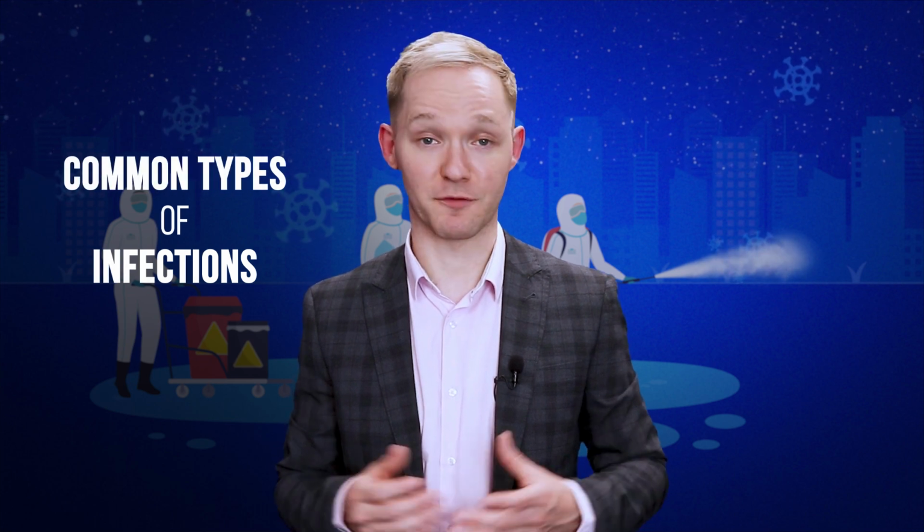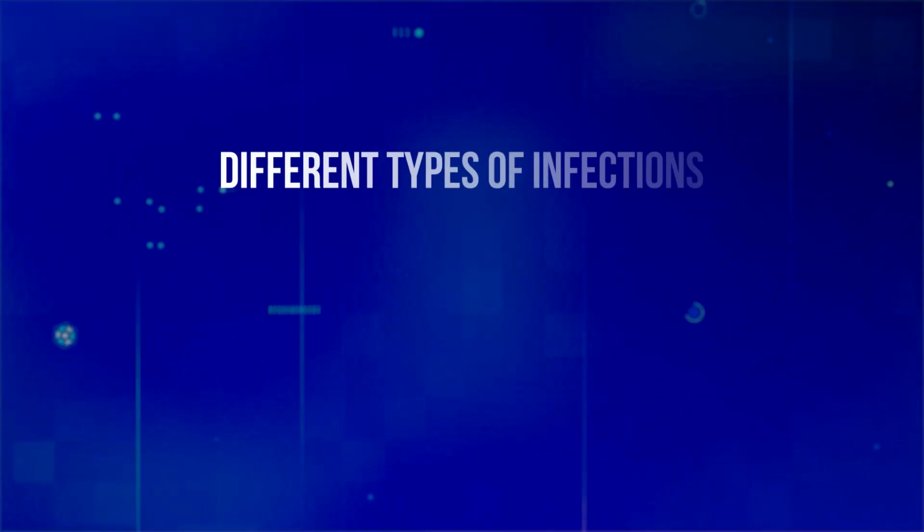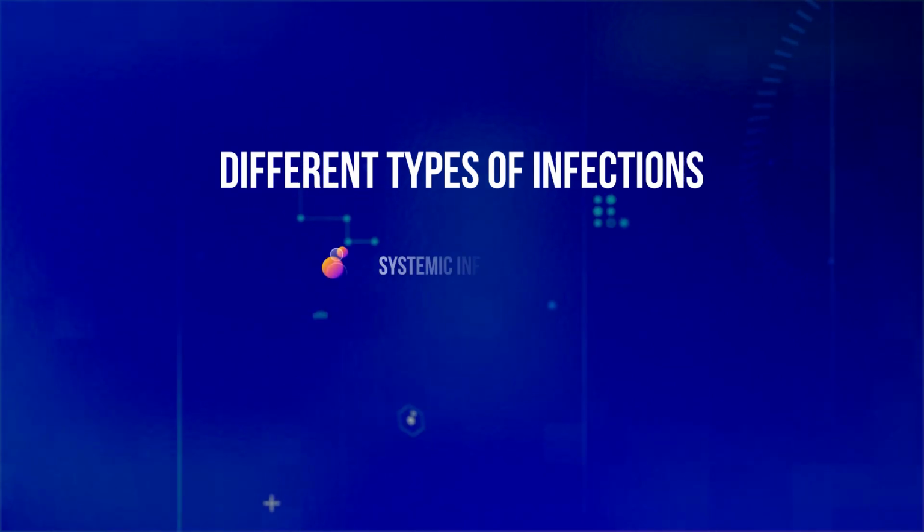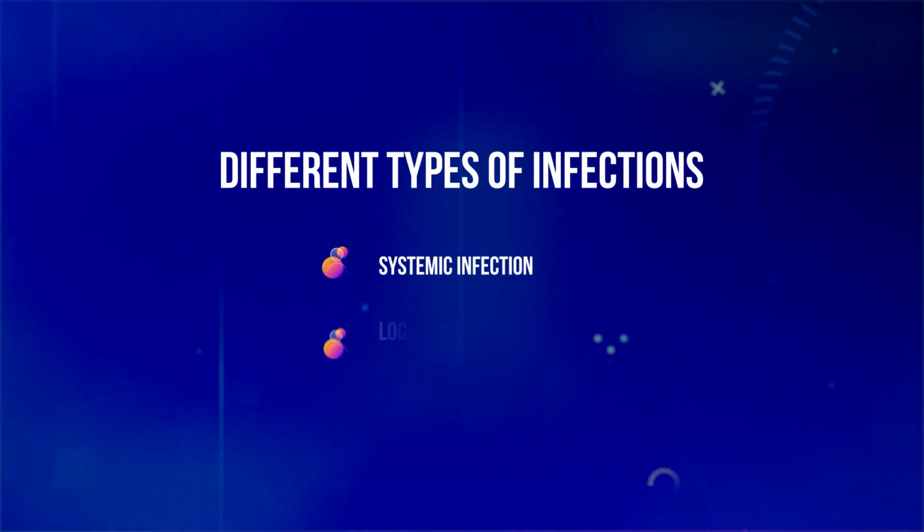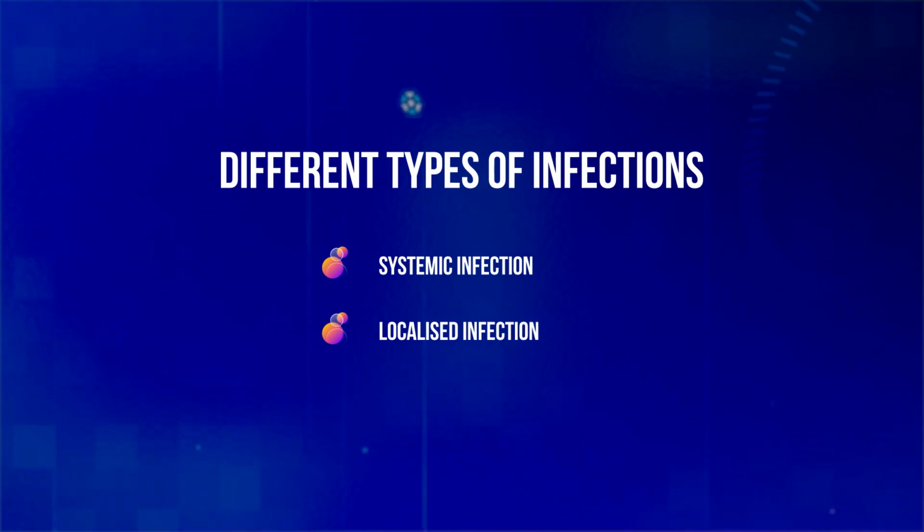Infections are spread when pathogens are passed from their source to a person or from one individual to another. We will learn about how infections spread later in this module. For now, let's look at the common types of infections. Different types of infections are common in modern society, but two are the most common: one, systemic infection, and two, localized infection.